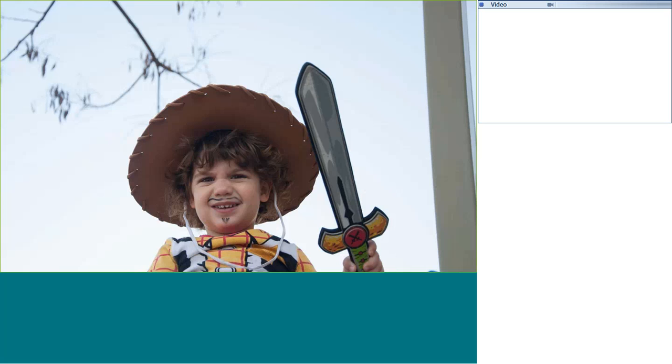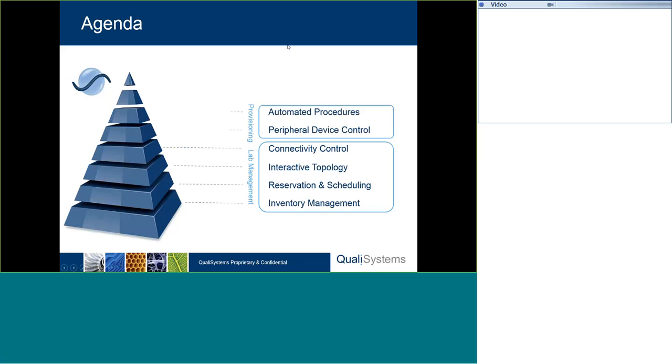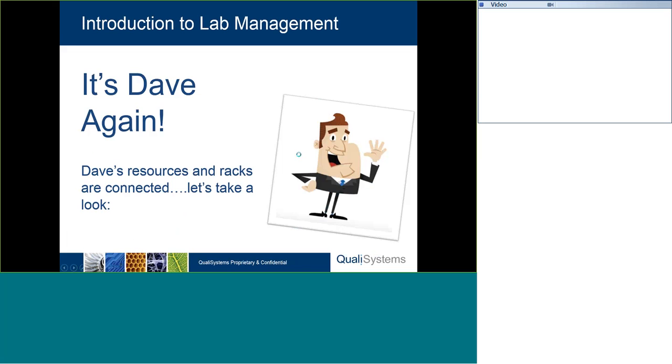Okay, so let's just go over a little bit because I think some of the people didn't see the presentation. So this is the pyramid of functionality that we have for lab management. And today we are going to speak about connectivity control.